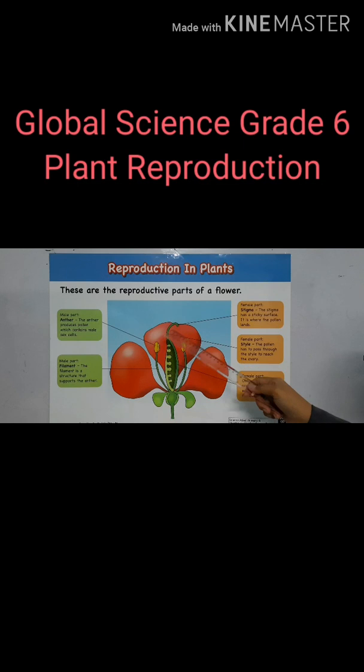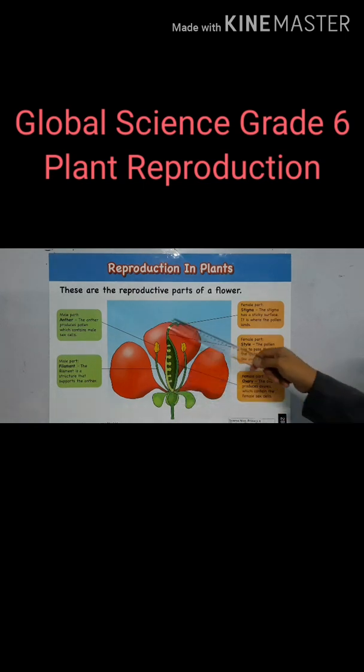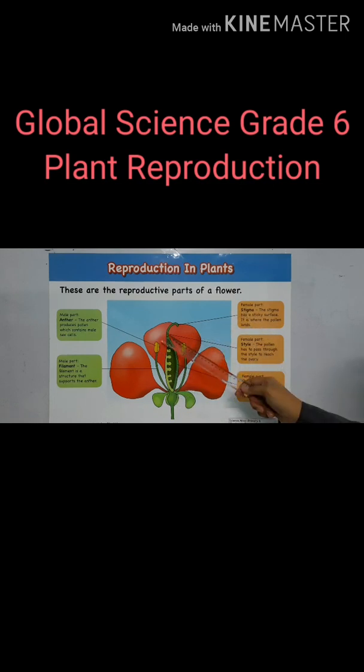This one is stigma. Stigma has a sticky surface. Stigma, style, and ovary are the parts of the carpel. When the pollen lands on the sticky stigma, it goes to the style. Pollen passes through the style to reach the ovary. Inside the ovary, there are ovules.